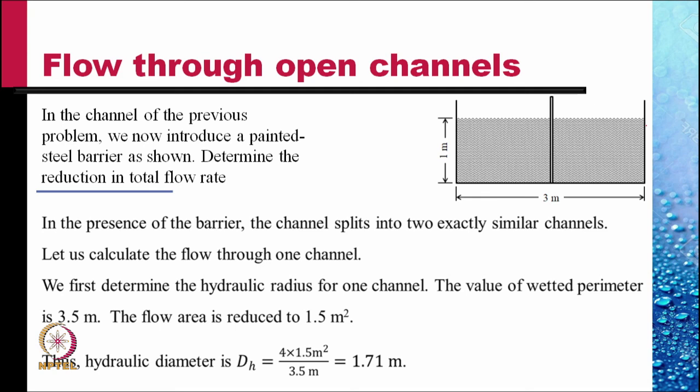Now, in the presence of the barrier, the channel splits into two exactly similar channels. Let us calculate the flow through one channel. We first determine the hydraulic radius of one channel. The value of wetted perimeter is now 3.5 meters: 1 meter plus 1.5 meter plus 1 meter. The flow area is reduced to 1.5 meter times 1 meter, and so the hydraulic diameter is 1.71 meter.